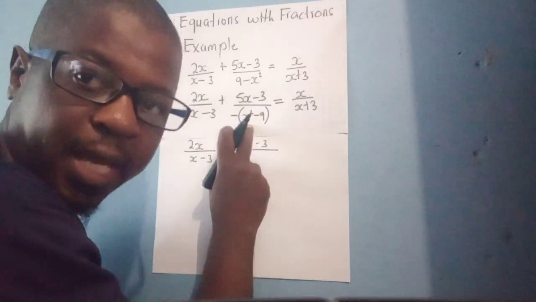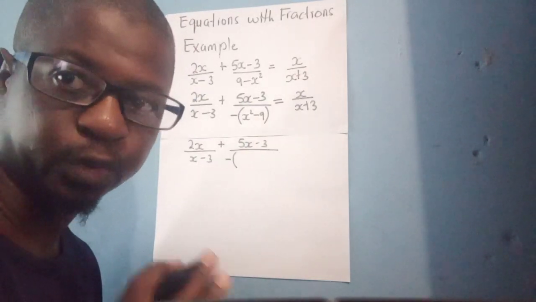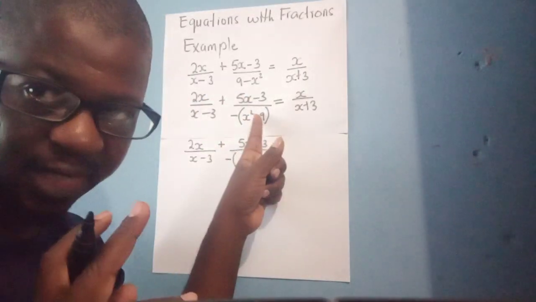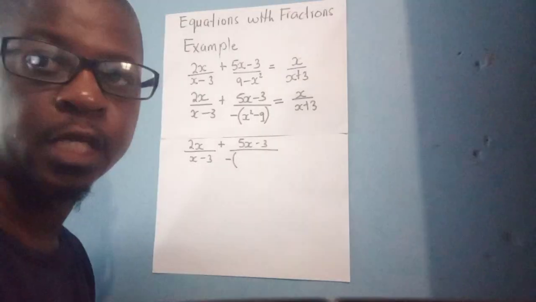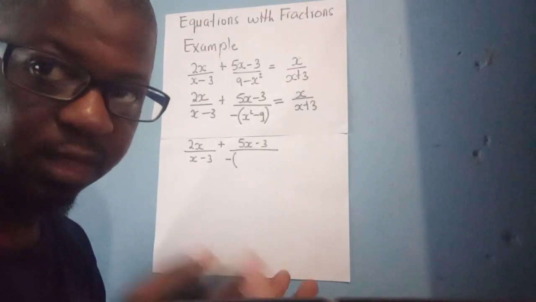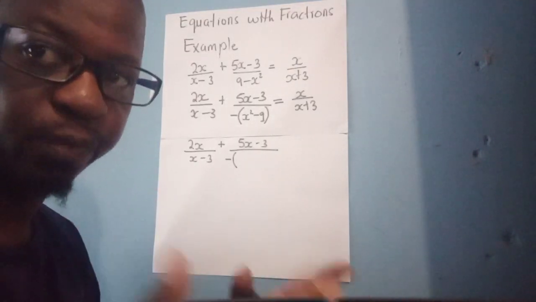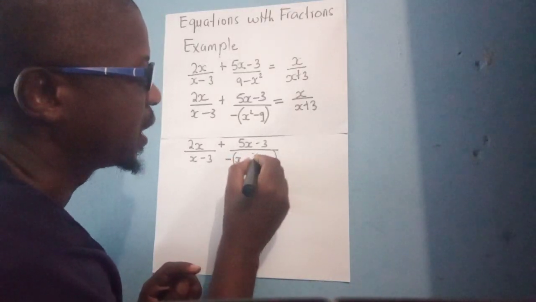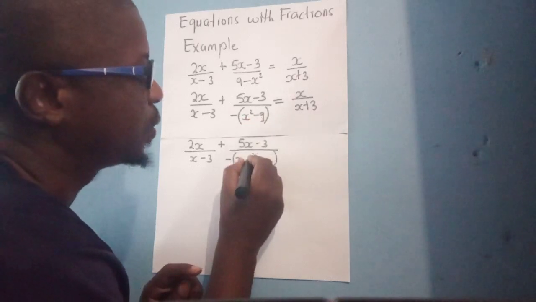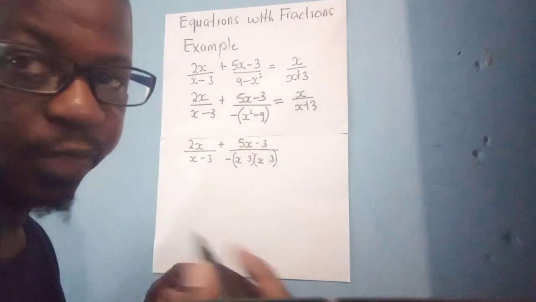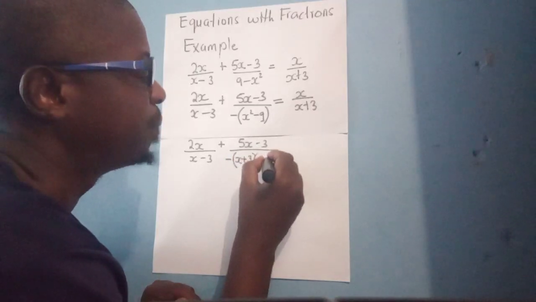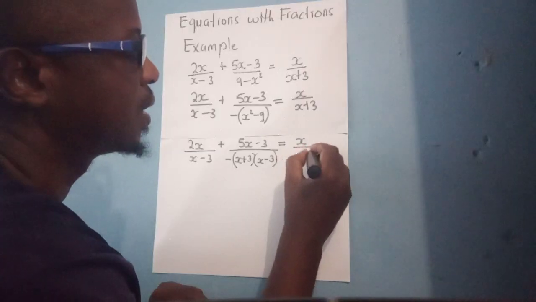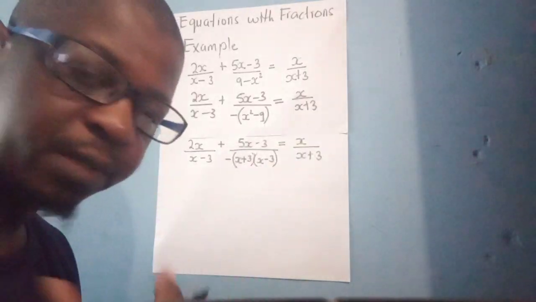What do you see here? I see the difference of two squares because I've got a square of x and I do have a minus, and this number here is also a square of 3. 3 squared is 9, or square root of 9 is 3. So I will have 2 brackets, one with an x and another one with a 3, and then we know plus minus is equal to x over x plus 3. I hope you guys are following.